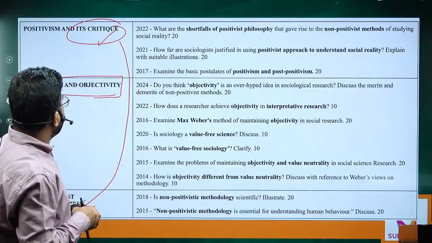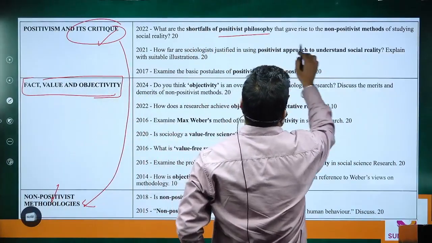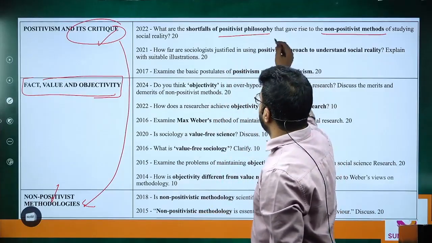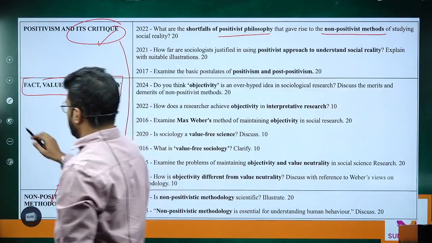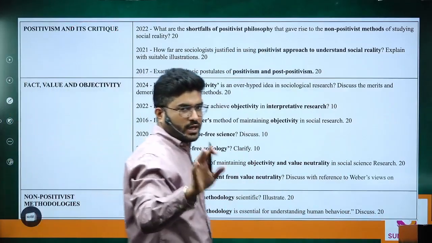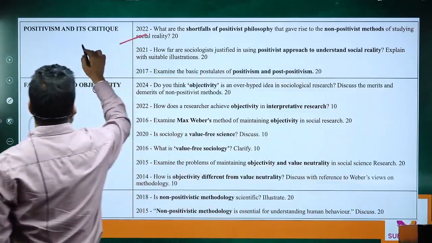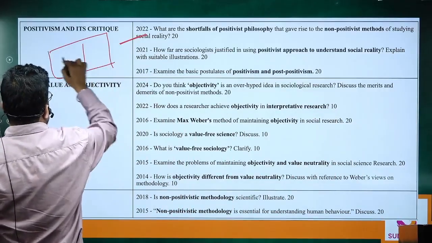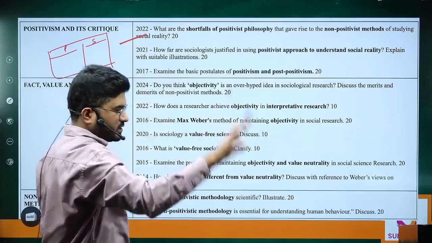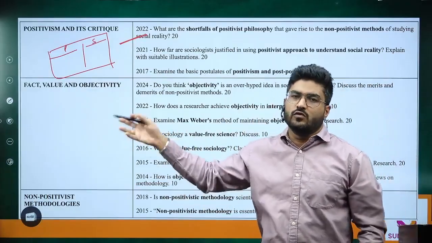Then positivism and its critique. What are the shortfalls of positivist philosophy that gave rise to the non-positivist method? As I told you in the previous class, whenever a question is about convergence or divergence between any two concepts, always try to make a table of it. In this question also, we will make a table of the positivist and non-positivist schools, then list the various aspects on the basis of which we diverge the positivist school from the non-positivist.